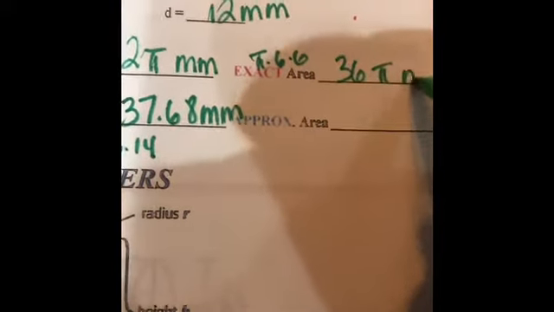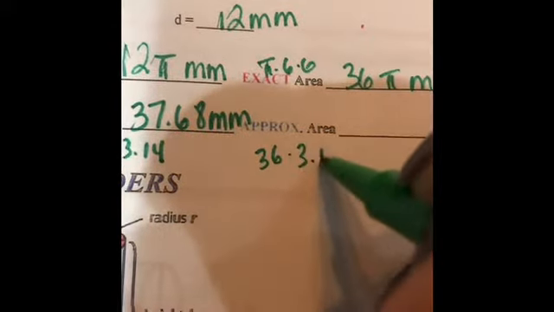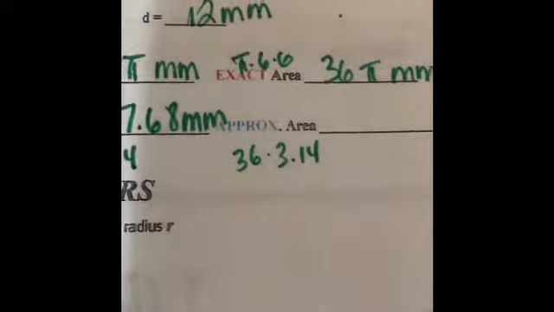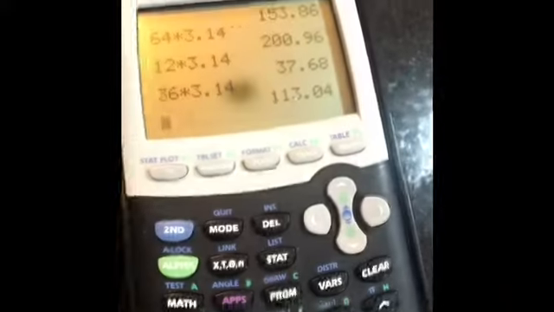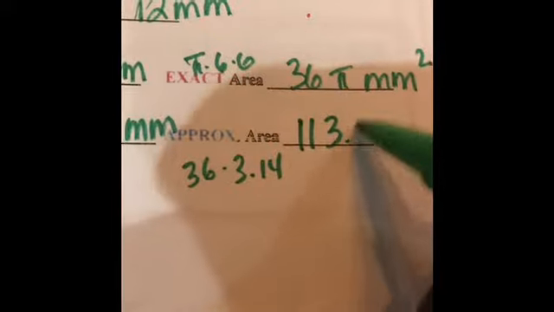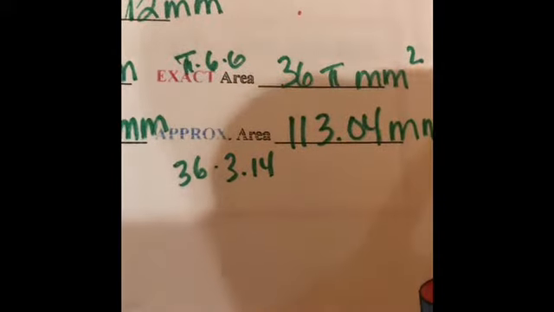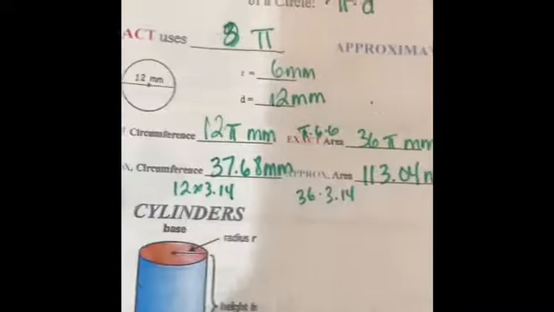For the area, exact would be pi times 6 times 6, or 36 pi millimeters squared. And then if I take that 36 times 3.14, that's going to be 113.04. And now we have done this like a million times. It feels like it, doesn't it?